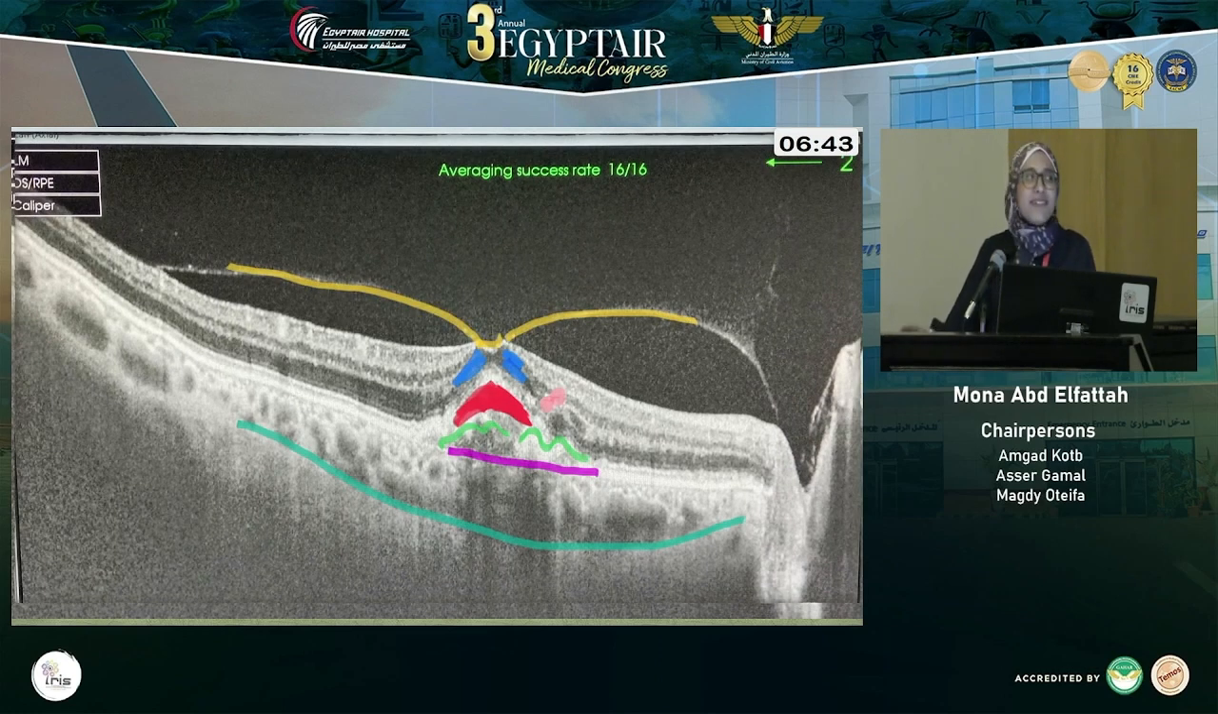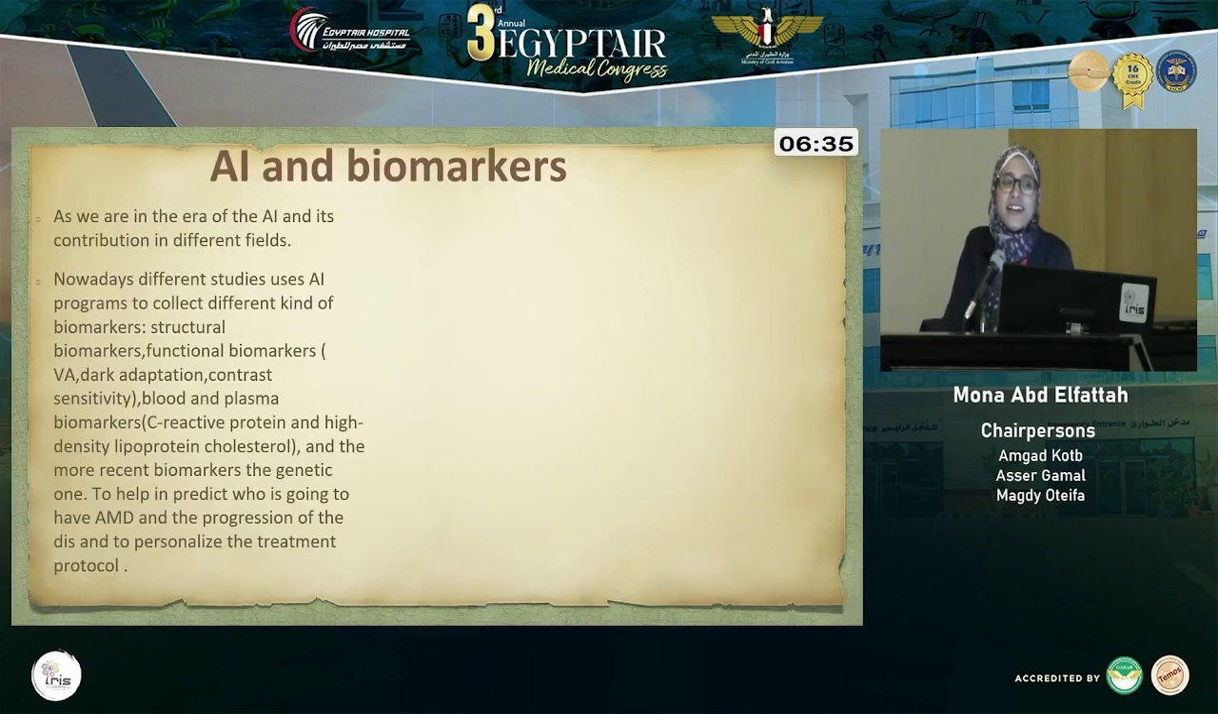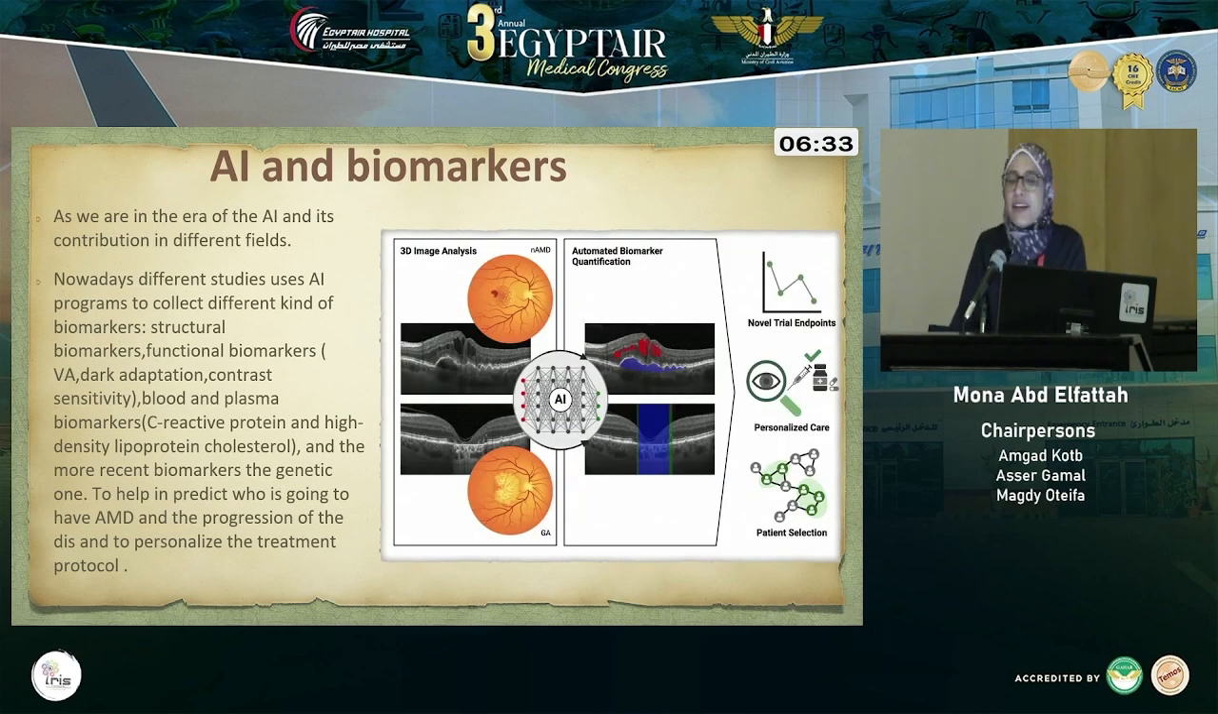And what we did now is what the AI programs want to do, trying to do. خلاص. فال AI and biomarker. As we are in the era of the AI and its contribution in different fields, nowadays different studies use AI programs to collect different kinds of biomarkers. اللي احنا قريناها كلها وقاعدين نسمعها من الصبح دي اللي هي structural biomarker.